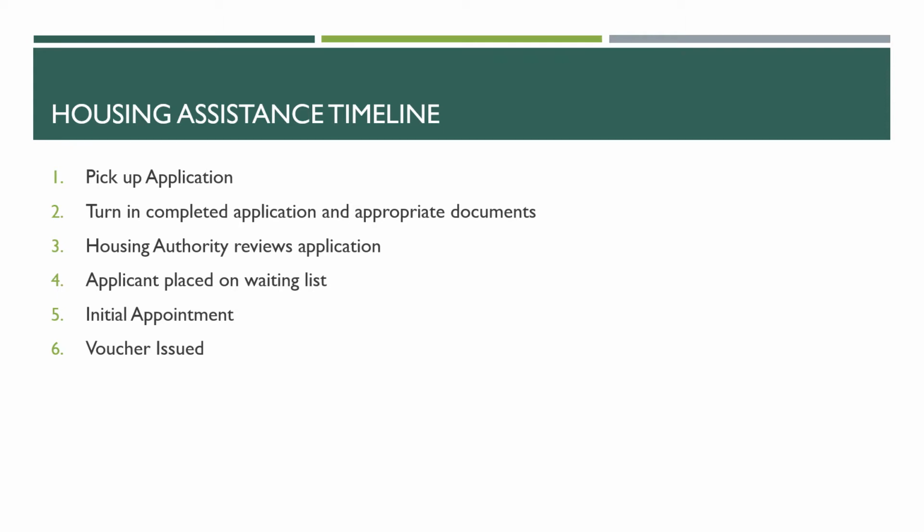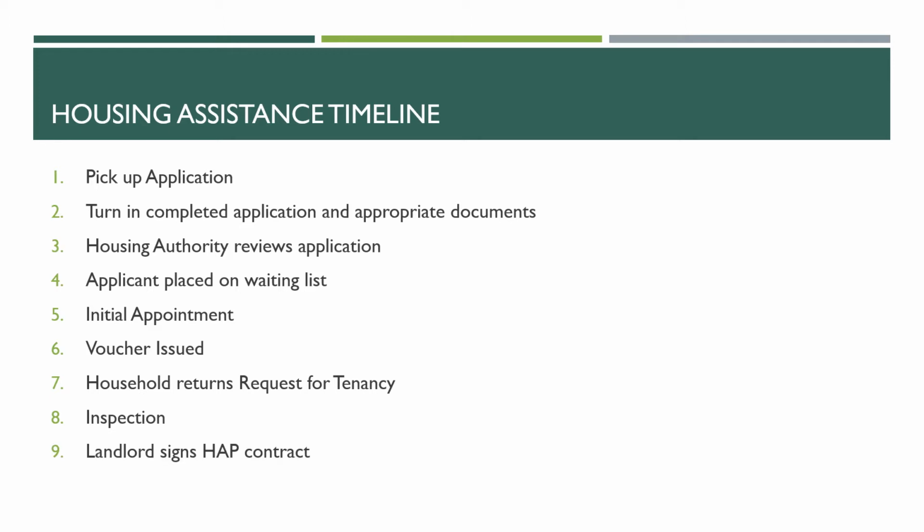Now you can enter the private rental market to find a place. Once a rental unit is found and the request for tenancy is returned with an unsigned lease, an inspection will occur. If the unit passes inspection, then a contract will be sent to the landlord, and housing assistance will begin for the household in the chosen rental unit.